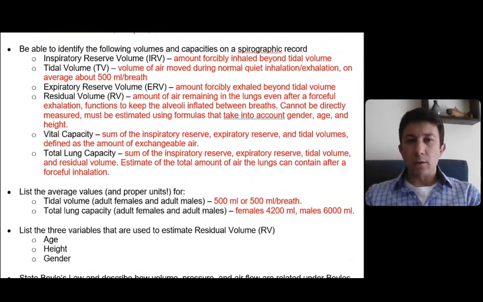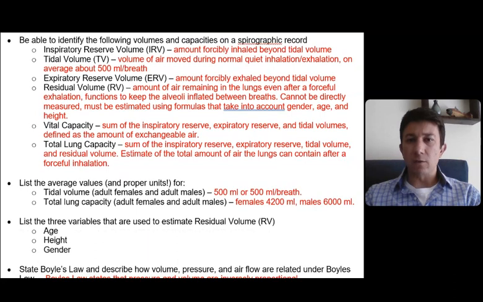So the next part of the respiratory physiology lab list is the identification of volumes and capacities on a spirographic record. Now there's plenty of practice in Moodle, especially in the lab report questions that I have for you. So I just wanted to go through here just real briefly and define some of these terms that you would see on a typical spirographic record.